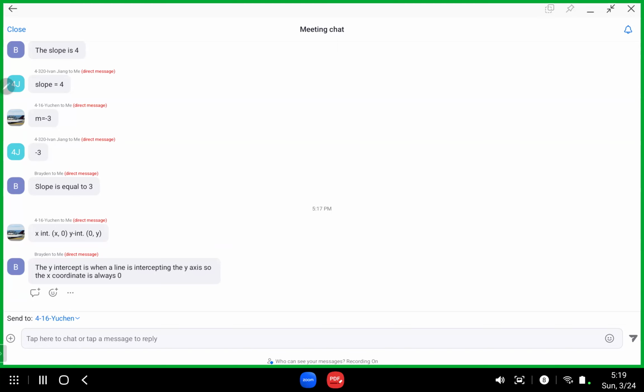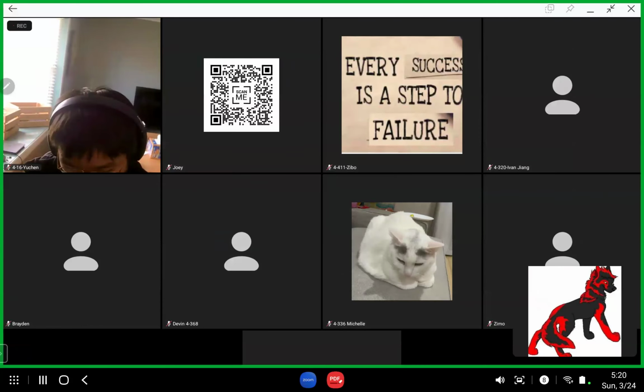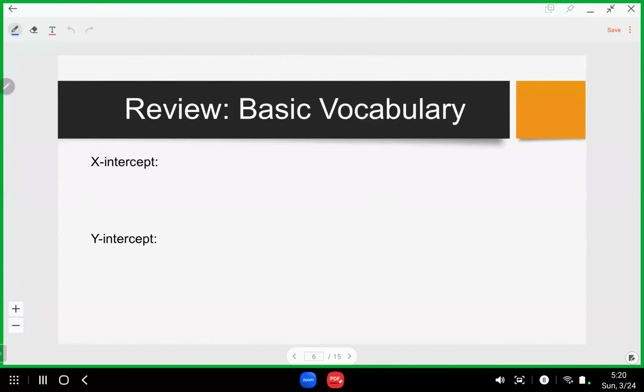Or any, it doesn't have to be a line, could be anything, could be a graph of a squiggly line. The x-intercept is when it touches the x-axis. I mean, I think it's pretty straightforward. You can tell from the name, x-intercept, okay? So now let's go on to, we'll just write these definitions down.